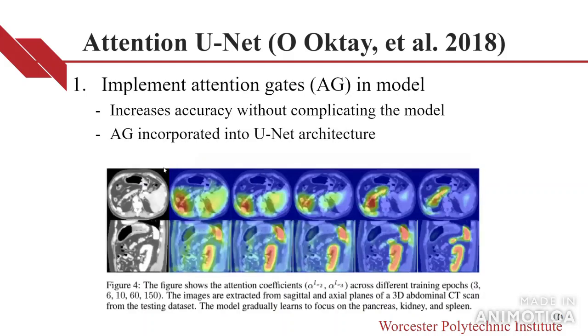Further, as you can see here in the picture, which is taken from the paper called Attention U-Net: Learning Where to Look for the Pancreas, this diagram contains a picture at 3, 6, 10, 60, and 150 epochs. As the number of epochs goes by, the weights of attention are more and more focused towards the region of interest. That's what we are trying to achieve here.